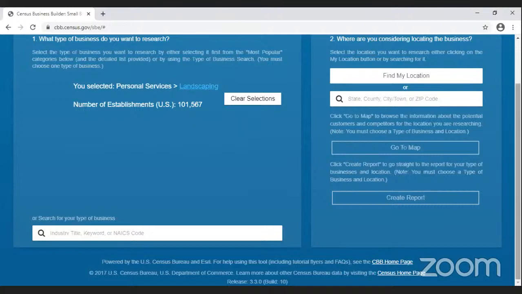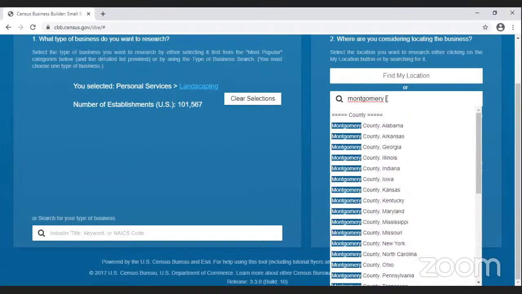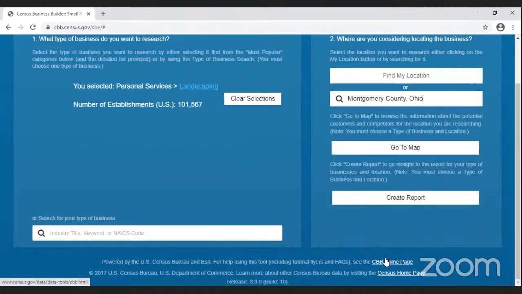And the second step is to set your location. So I'm going to type in Montgomery County. And you can see it down here, so I choose it. Always choose from the type ahead overlay, so you make sure you get it right. And then right away, these become active. You can go to map and create a report. I'll show you create a report in a minute, but I recommend going to the map first.